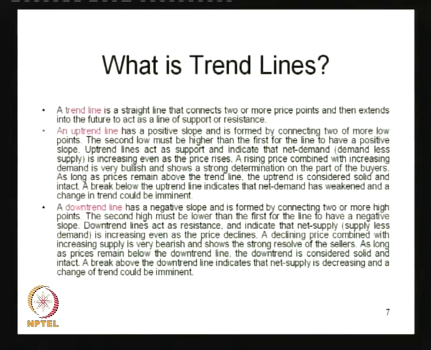As long as prices remain below the downtrend line, the downtrend is considered solid and intact. A break above the downtrend line indicates that the net supply is decreasing and a change of trend could be imminent. It is just opposite of the uptrend line.